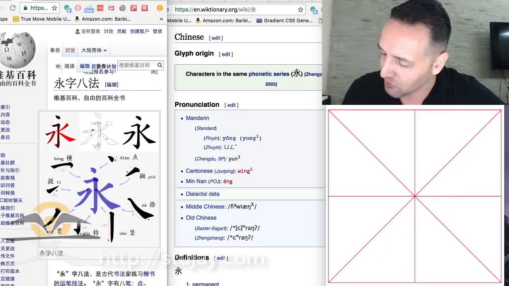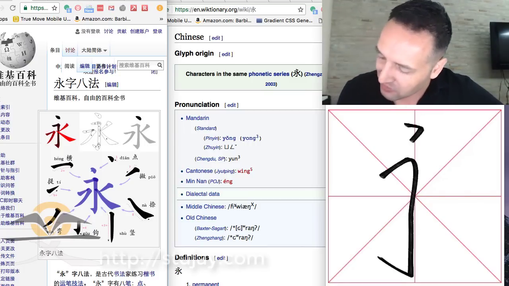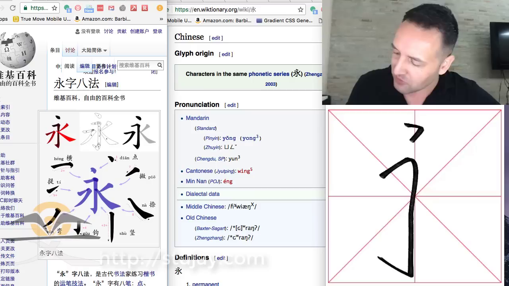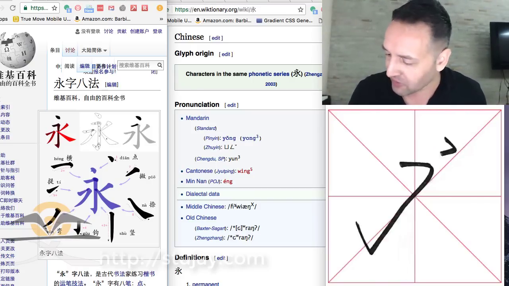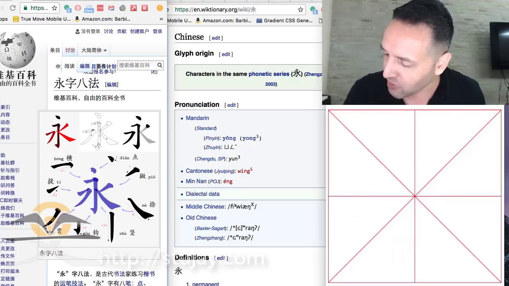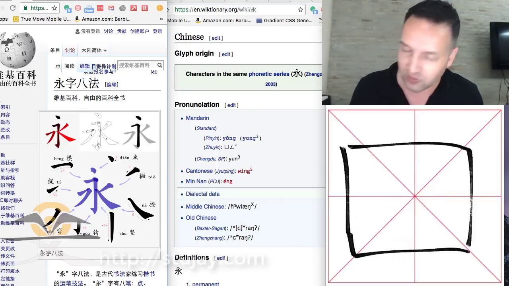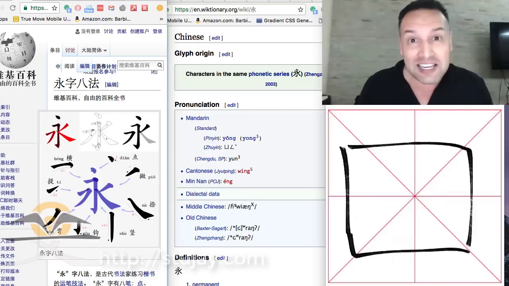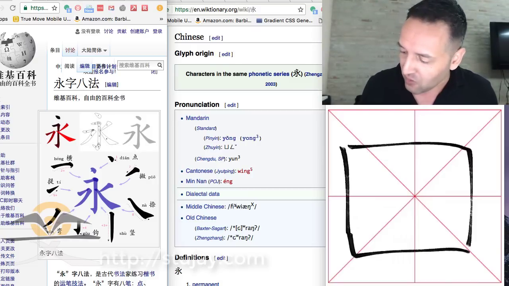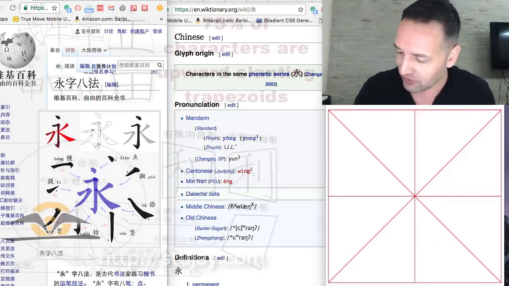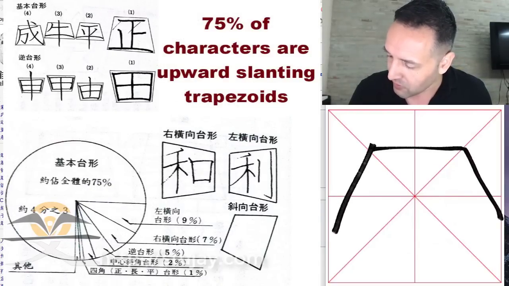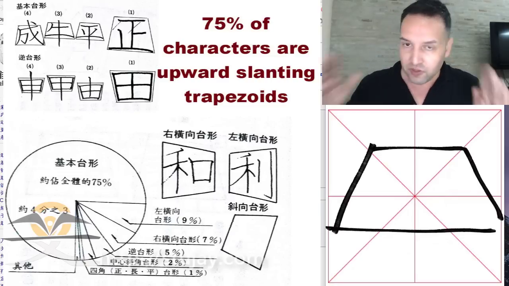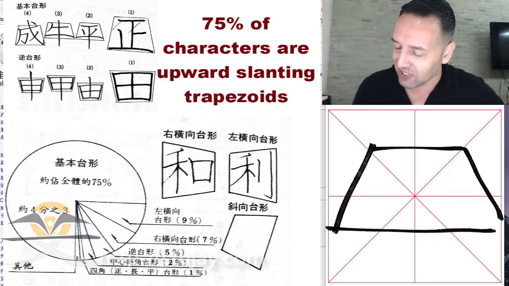Now, it's all about balance too. So to get these balanced, we actually want to do this stroke like this. 75% of Chinese characters are not symmetrical like we might think. They're not just this square box where all sides are equal. Okay? If you're going to take anything away from this video, take this. What actually happens? Now, you know what a trapezoid is. A trapezoid is a four-sided polygon with slanted edges. Okay, so we're starting to get there.